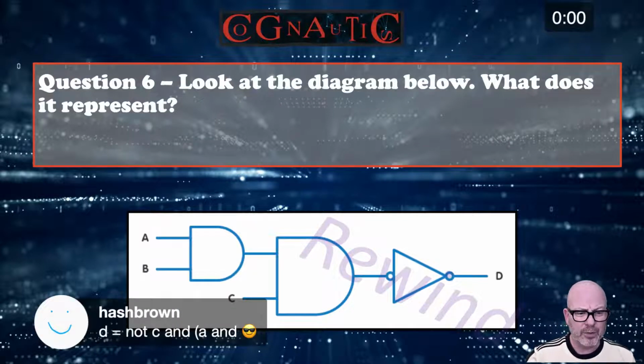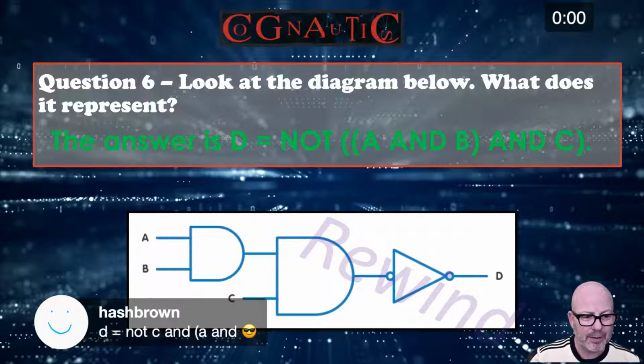Hash Brown's gone for D equals not C and A and the man with the sunglasses. Bizarre, that, isn't it? It must be a keyboard shortcut that picks it up there. So should we have a look and see how that one has panned out?